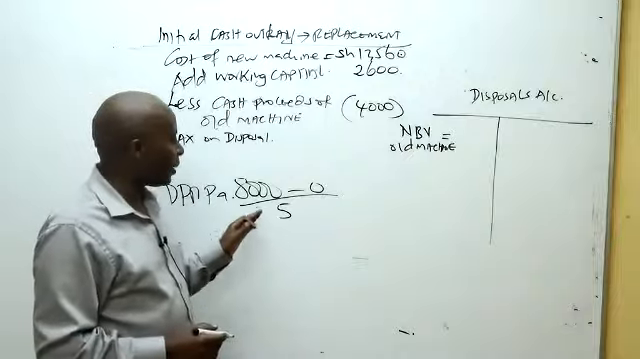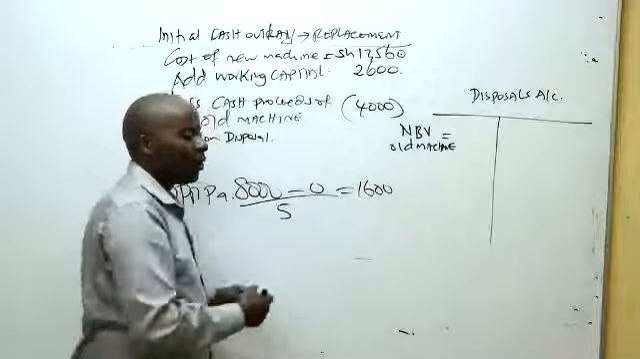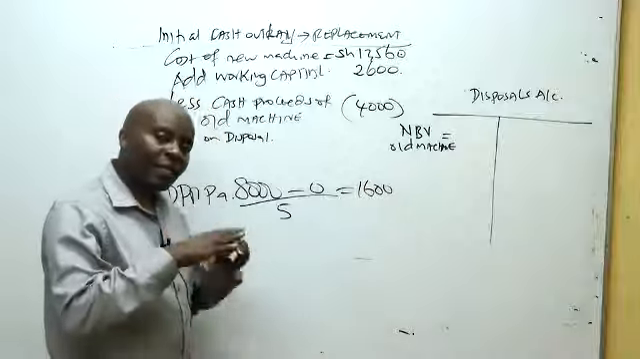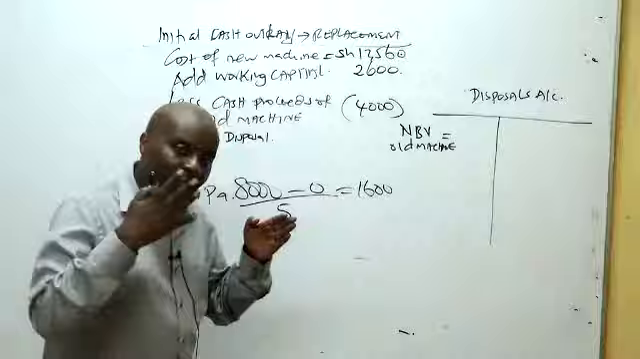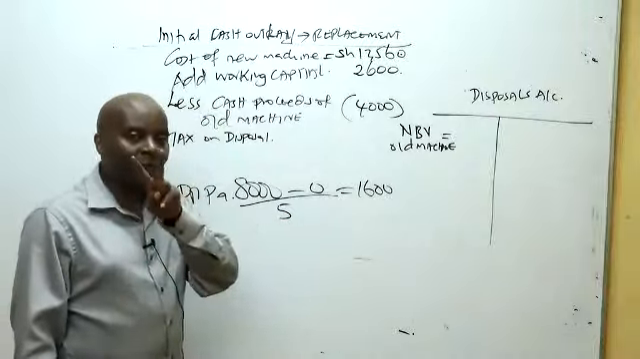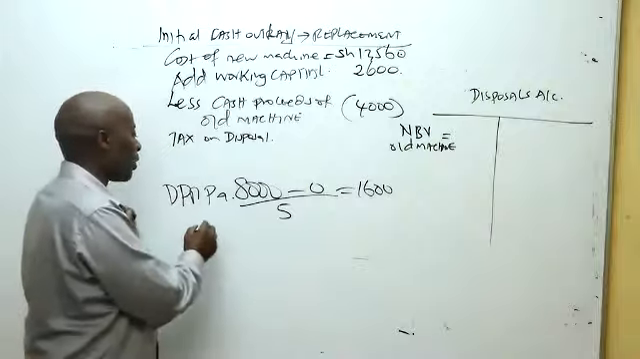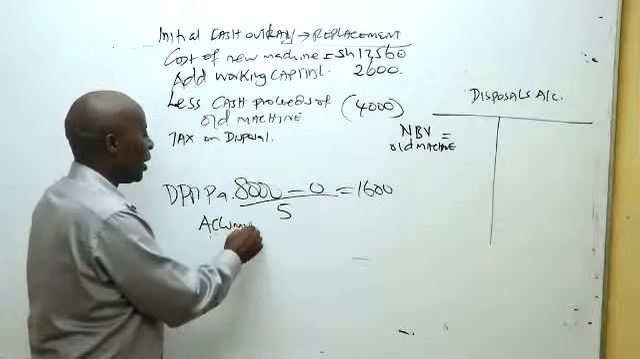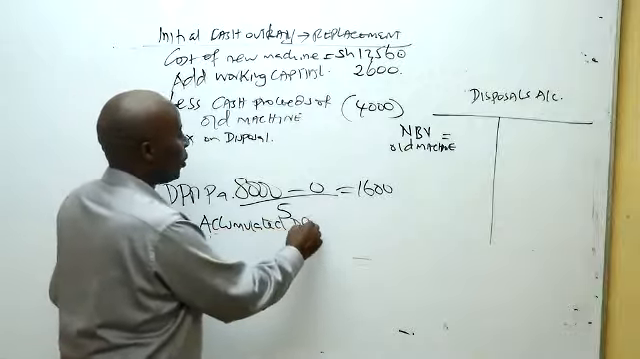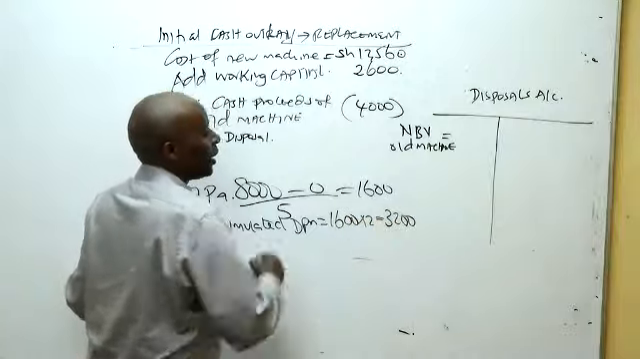Depreciation per annum is 8,000 divided by 5. Somebody tells me it is 1,600. But remember, since the time we bought the machine to the time that we want to sell it, the machine has run how many years? 2 years. And therefore, the total accumulated depreciation will be 1,600 times 2, which gives us 3,200.